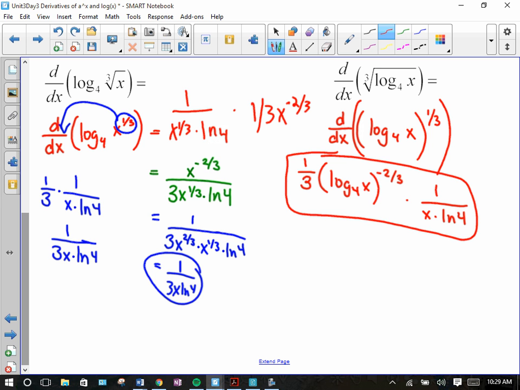Alright, and that can simplify into log base 4 of x to the negative 2/3 power divided by 3x natural log of 4.